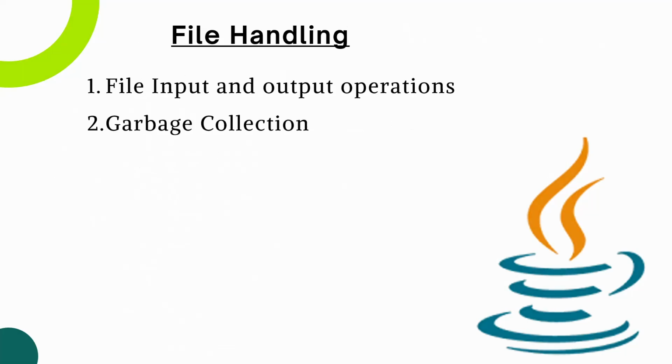Next topic is file handling. How to handle files in Java, we will discuss file input and file output operations. And finally, garbage collection. Here we can see ways to make an object eligible for garbage collection, the methods that request the JVM to run garbage collection, and we will discuss the finalize method.